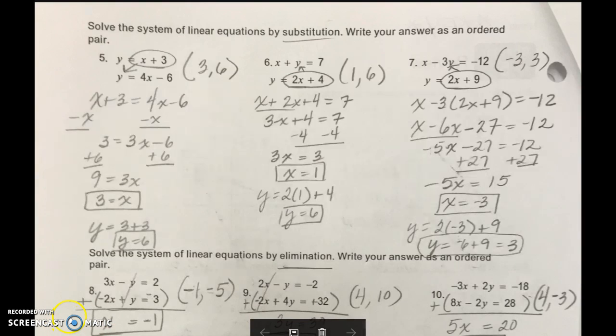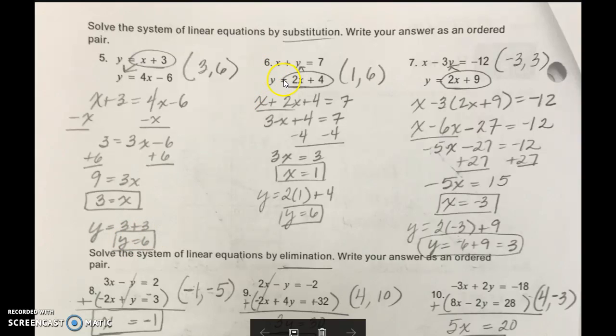Okay, so if you turn to page 2, you can see that now we're going to solve our system by using substitution. Please make sure that you do follow directions and use the correct method. In equation 5, we're going to take the equation at the top here, the x plus 3, substitute it in place of y in the second equation, solve for x, and then use that value of x to plug it back in and solve for y. We get a solution of (3, 6).